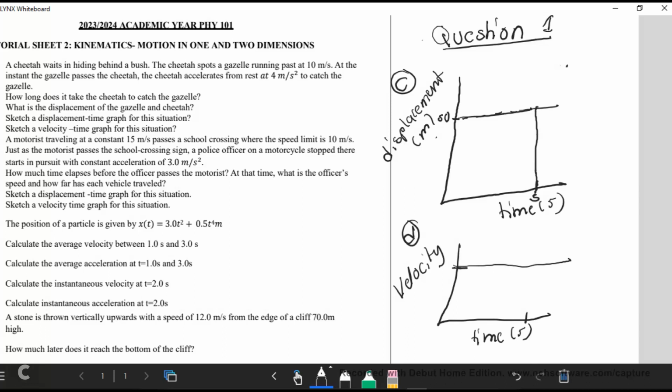And how about the cheetah? It accelerated from 0, it went up there like that. So this is how it's supposed to be drawn. So I can say question 1, you have found the question 1. So let's go on to question 2.